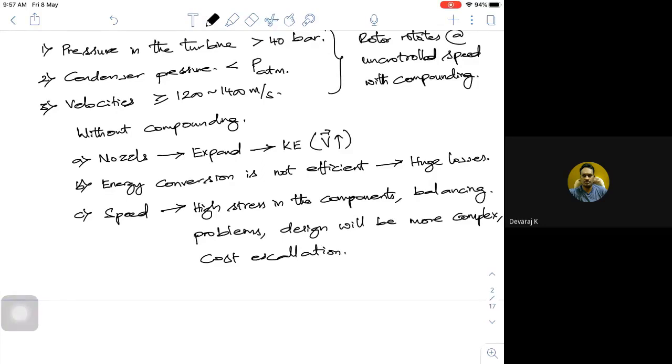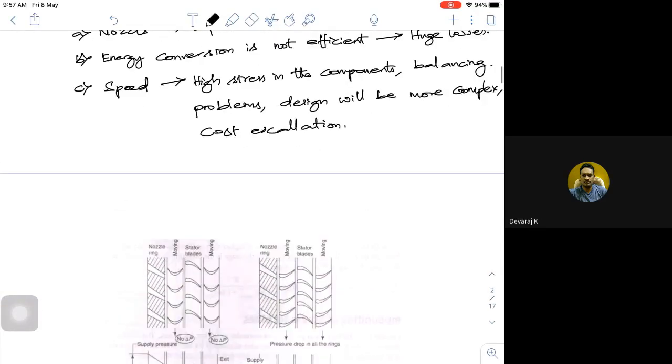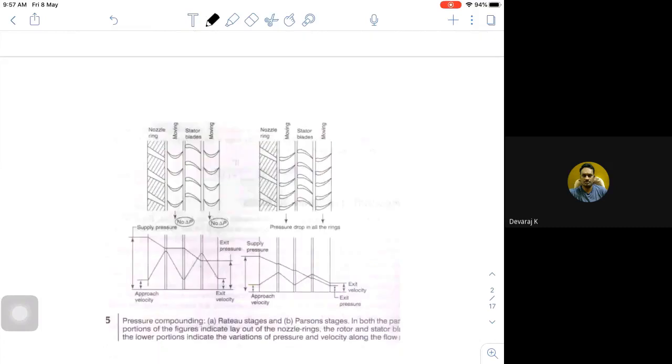Okay. When I speak of compounding, the first thing that comes into your mind is the pressure compounding.